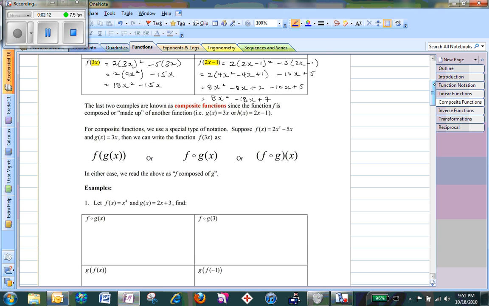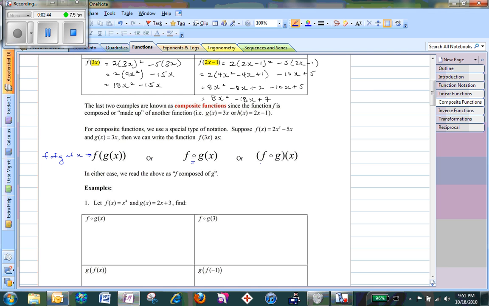So for composite functions, we use a special type of notation. The best way to read it, instead of just saying f bracket g bracket x bracket bracket, which sounds absolutely absurd, we say f of g of x. So that's what this stands for: f at g of x, otherwise known as f of g of x. That's not a dot, it's "of".